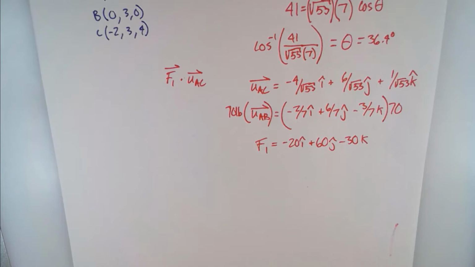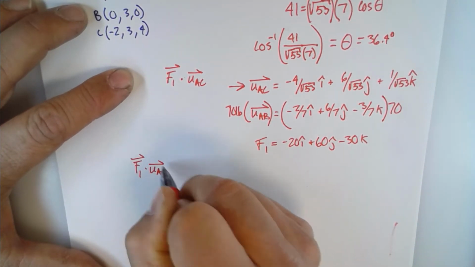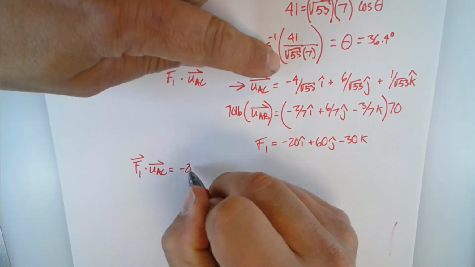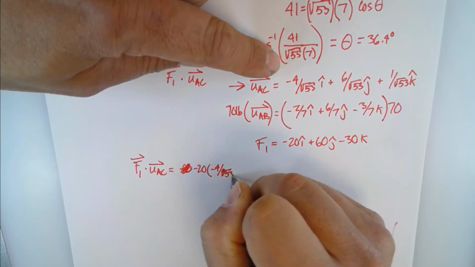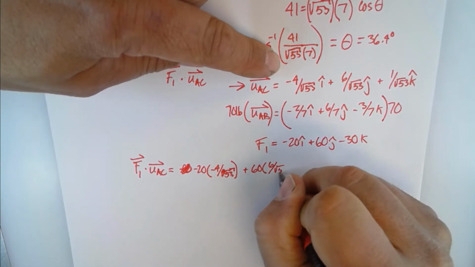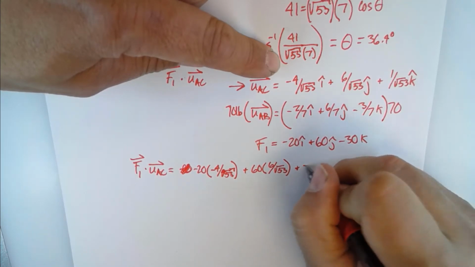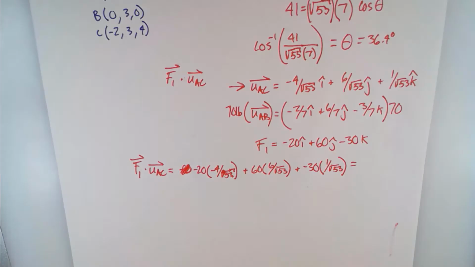All right. So the component of F1 that lies along that UAC, now I dot product it with the unit vector. Okay, so now I can take F1 dot UAC. So UAC we figured is right here. So let's make it bigger. F1 dot UAC will give me negative 20 times negative 4 over root 53, plus 60 times 6 over root 53, plus negative 30 times 1 over root 53. And that's just the scalar.